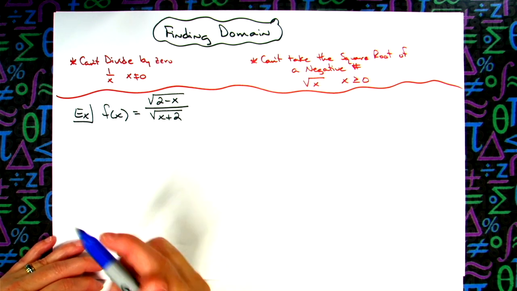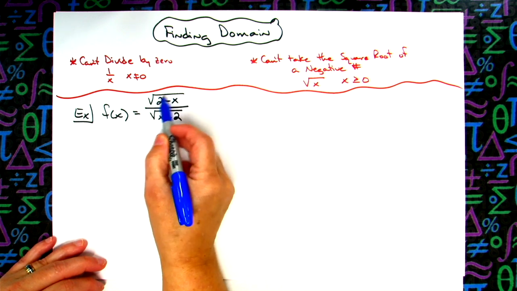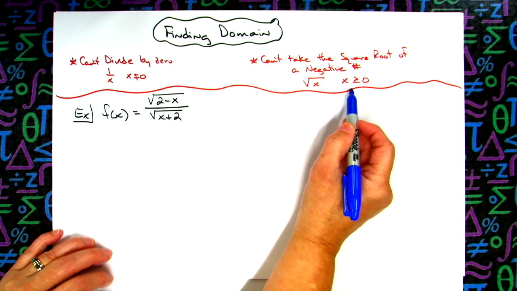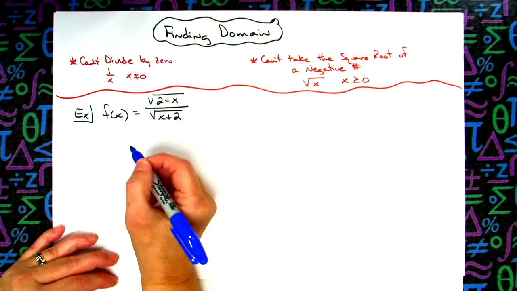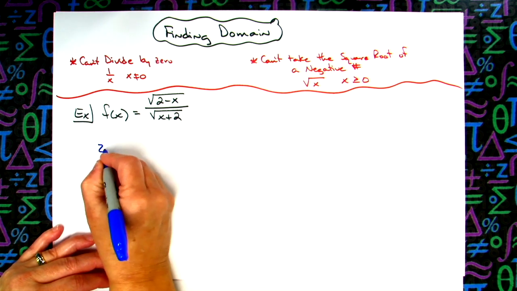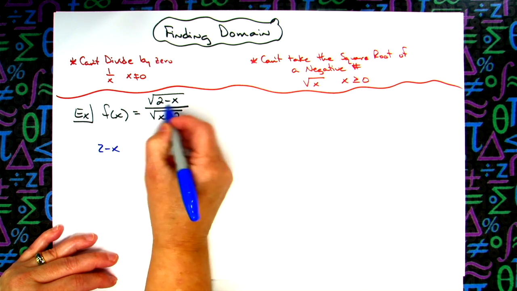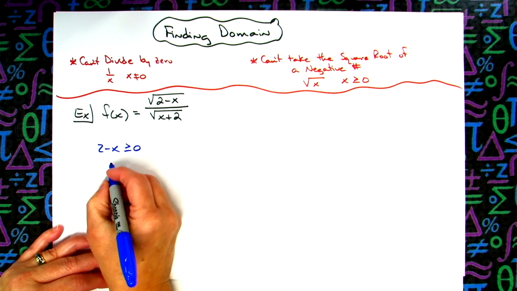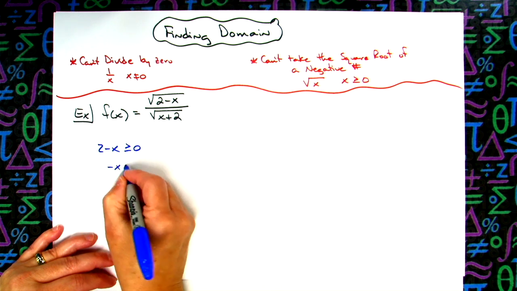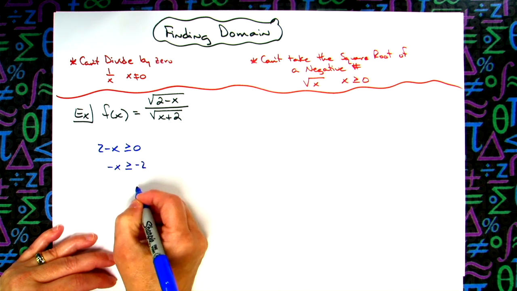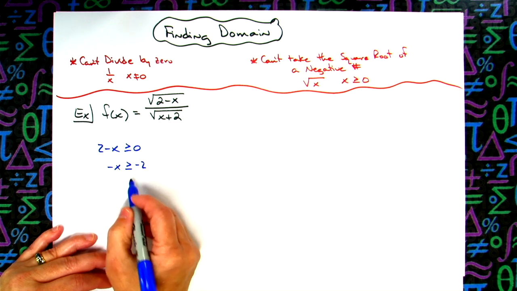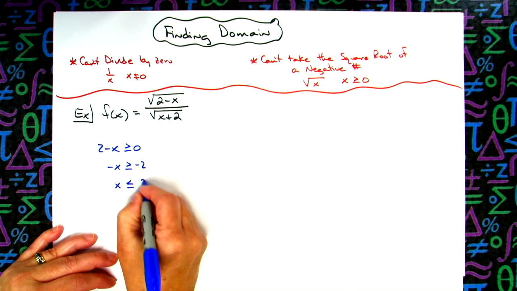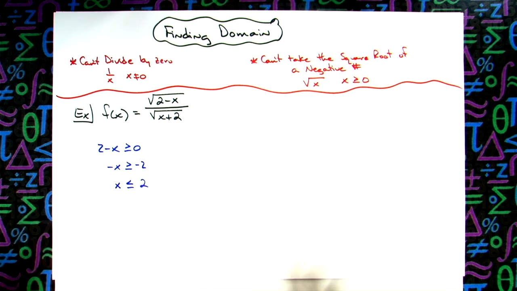Now my numerator is pretty straightforward. It's just a square root, so I just have to make sure that it is greater than or equal to 0. It can't be negative. So I'm going to take that 2 minus x, which is what's underneath the radical in the numerator, and set it greater than or equal to 0. I'm going to go ahead and solve. So negative x is greater than or equal to negative 2. If I divide both sides by that negative and flip the inequality symbol, I get x is less than or equal to 2. Now that takes care of my numerator.